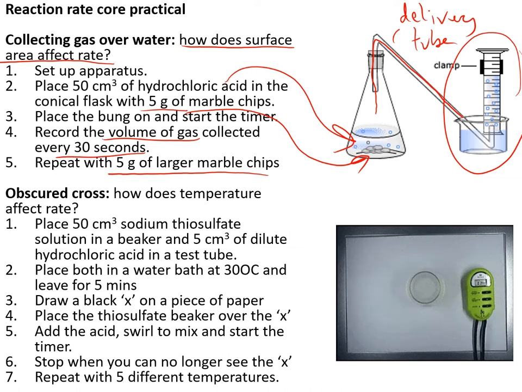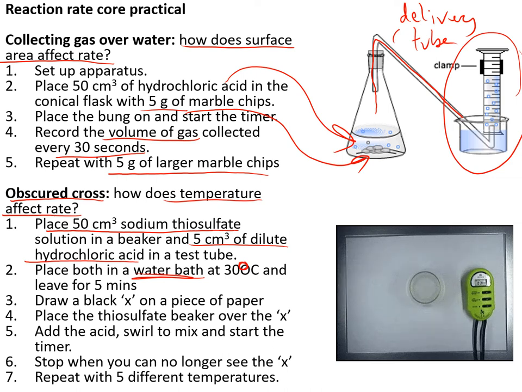We also used something called the obscured cross technique to study how temperature affects the rate of reaction. What we did here was place 50 centimeters cubed of sodium thiosulfate in a beaker and 5 centimeters cubed of dilute hydrochloric acid in a test tube, and we put them both separately in a water bath at 30 degrees Celsius. There's a little mistake there, isn't there? There should be a little degree sign. 30 degrees Celsius, and we left it for 5 minutes.